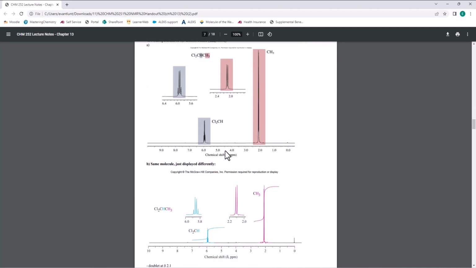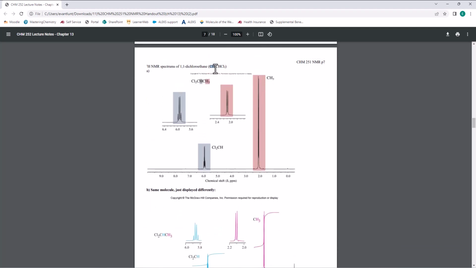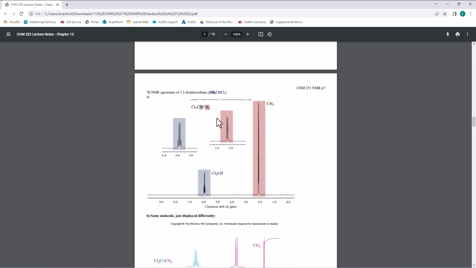As you may have noticed, there's a rule for determining how many peaks will be split, and this is called the N+1 rule. What this says is that we look at whatever protons we're examining. We count how many protons are vicinal, or one away on the carbon next to it, and we do an N+1. So we add 1 to that number to tell us how many peaks it's going to be split into.